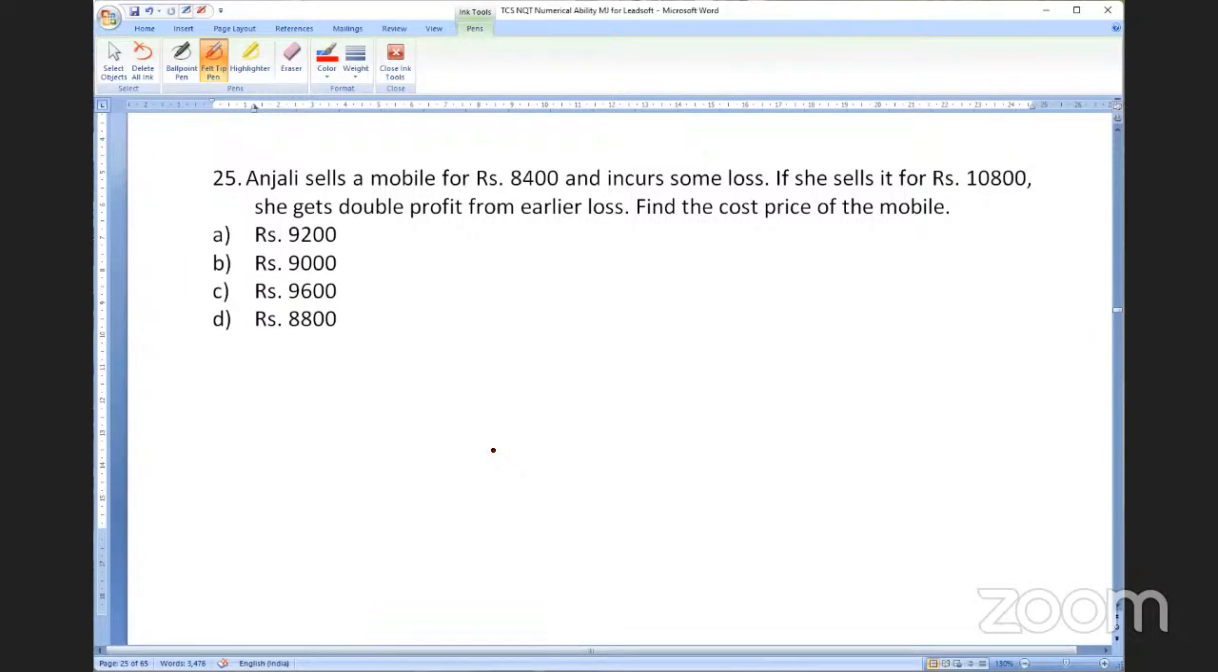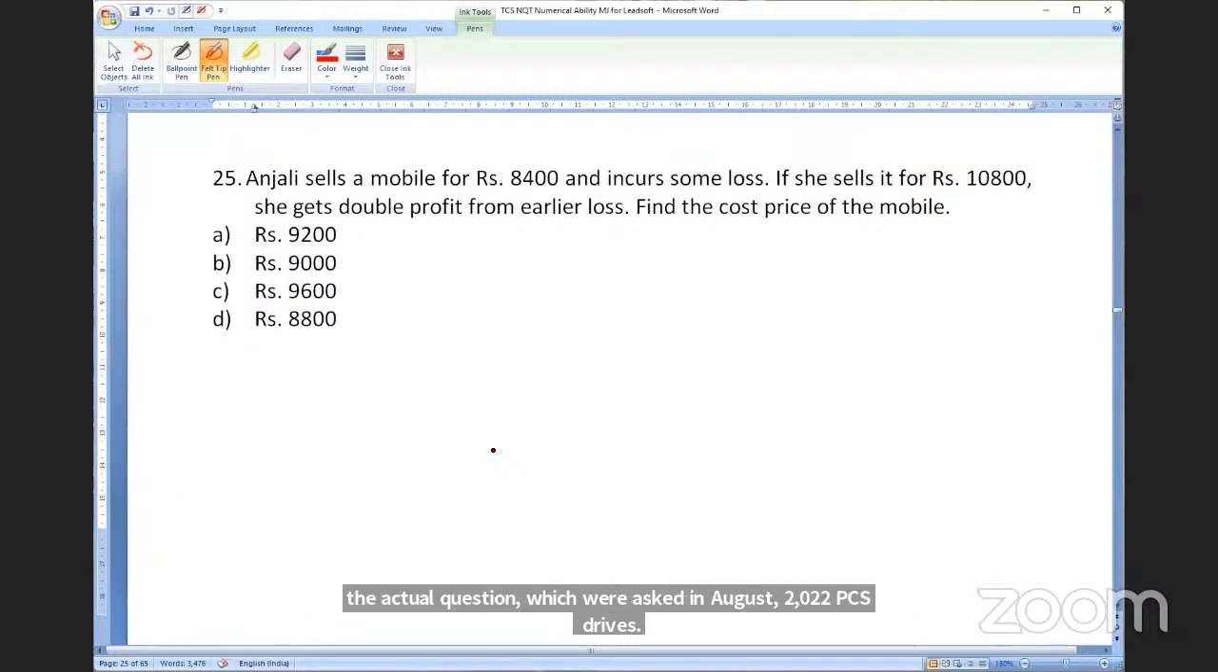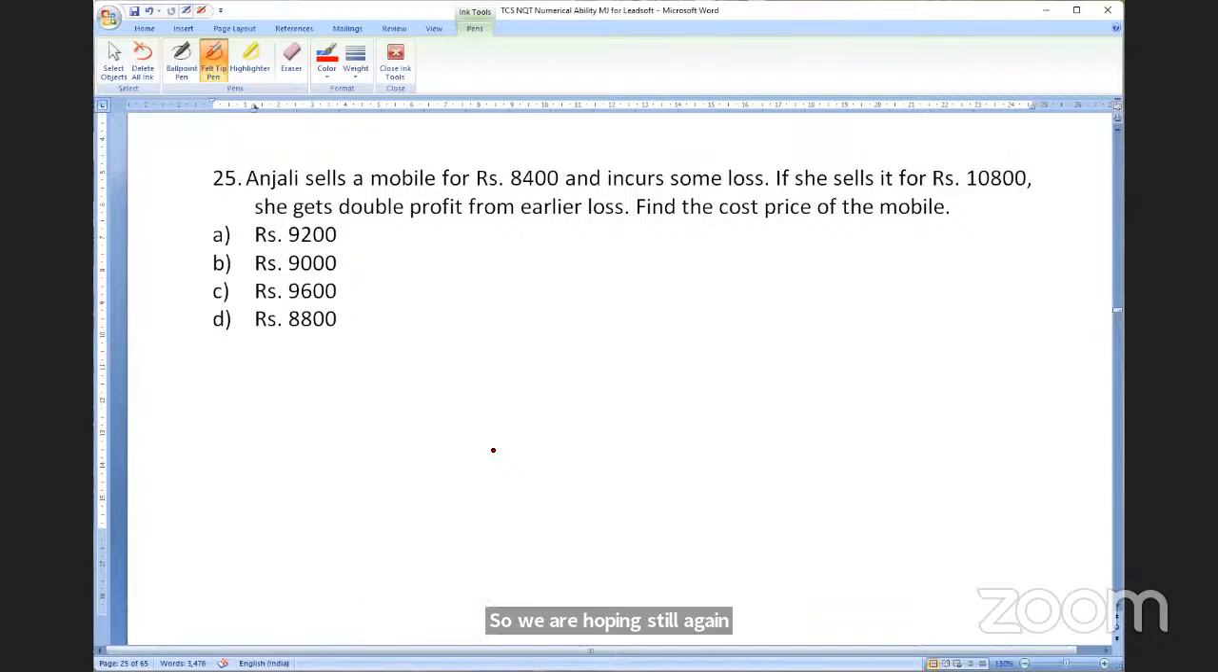Yes, very correctly asked. These are on the lines of the actual question which were asked in August 2022 TCS drives. So we are hoping that they would be giving us a similar kind of question, not the same one obviously, but a similar kind of question. So what's wrong in practicing these?